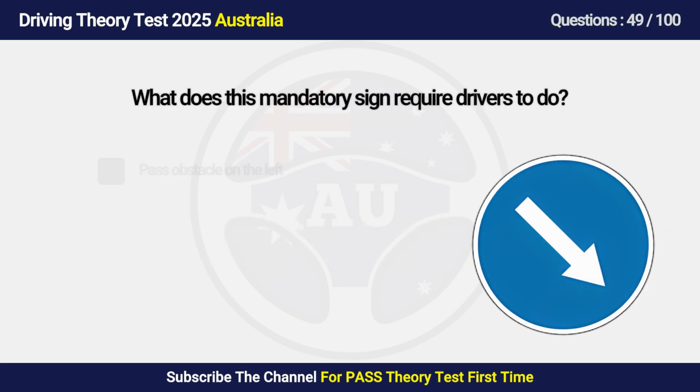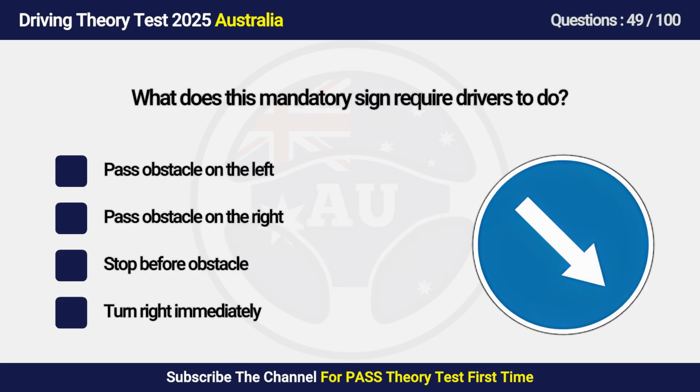Question 49. What does this mandatory sign require drivers to do? A. Pass obstacle on the left. B. Pass obstacle on the right. C. Stop before obstacle. D. Turn right immediately.